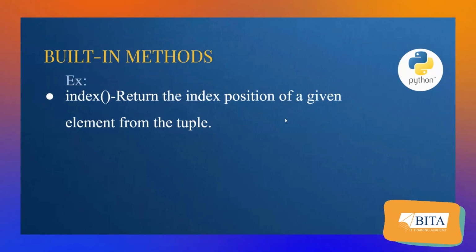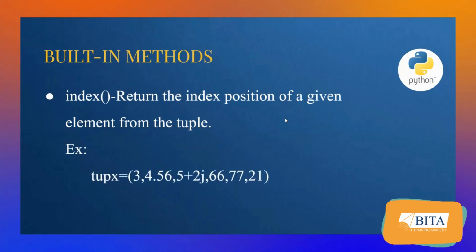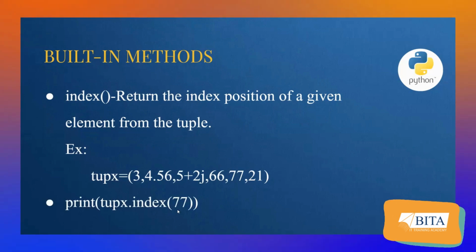For example, we have a tuple. Consider we have different types of input in the given tuple. In this tuple, we want to get the position of 77. For that, we have to give our tuple name, tupx, and our function name, index. So tupx.index(77) we have to mention. It will provide the indexing position of 77. We'll see it with an example.